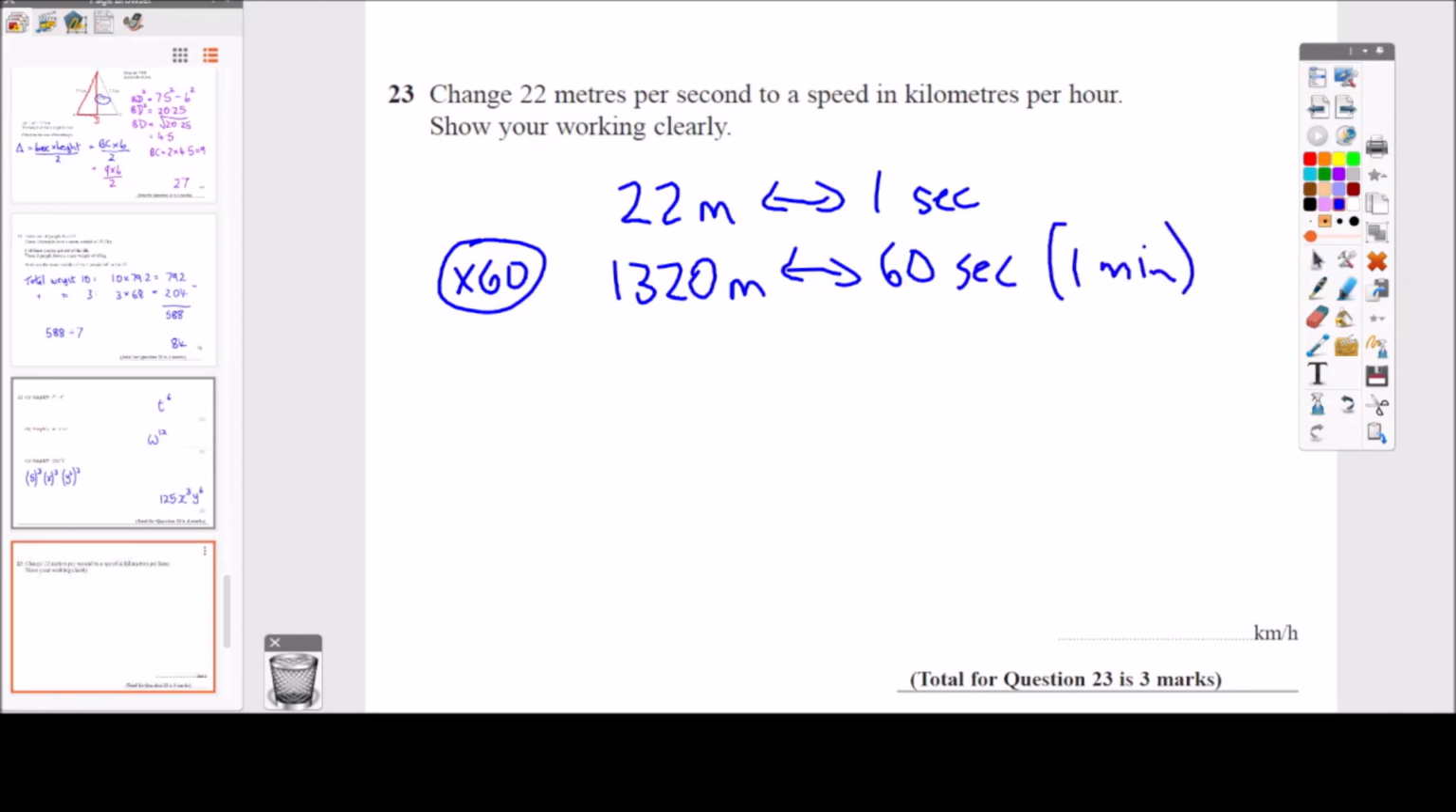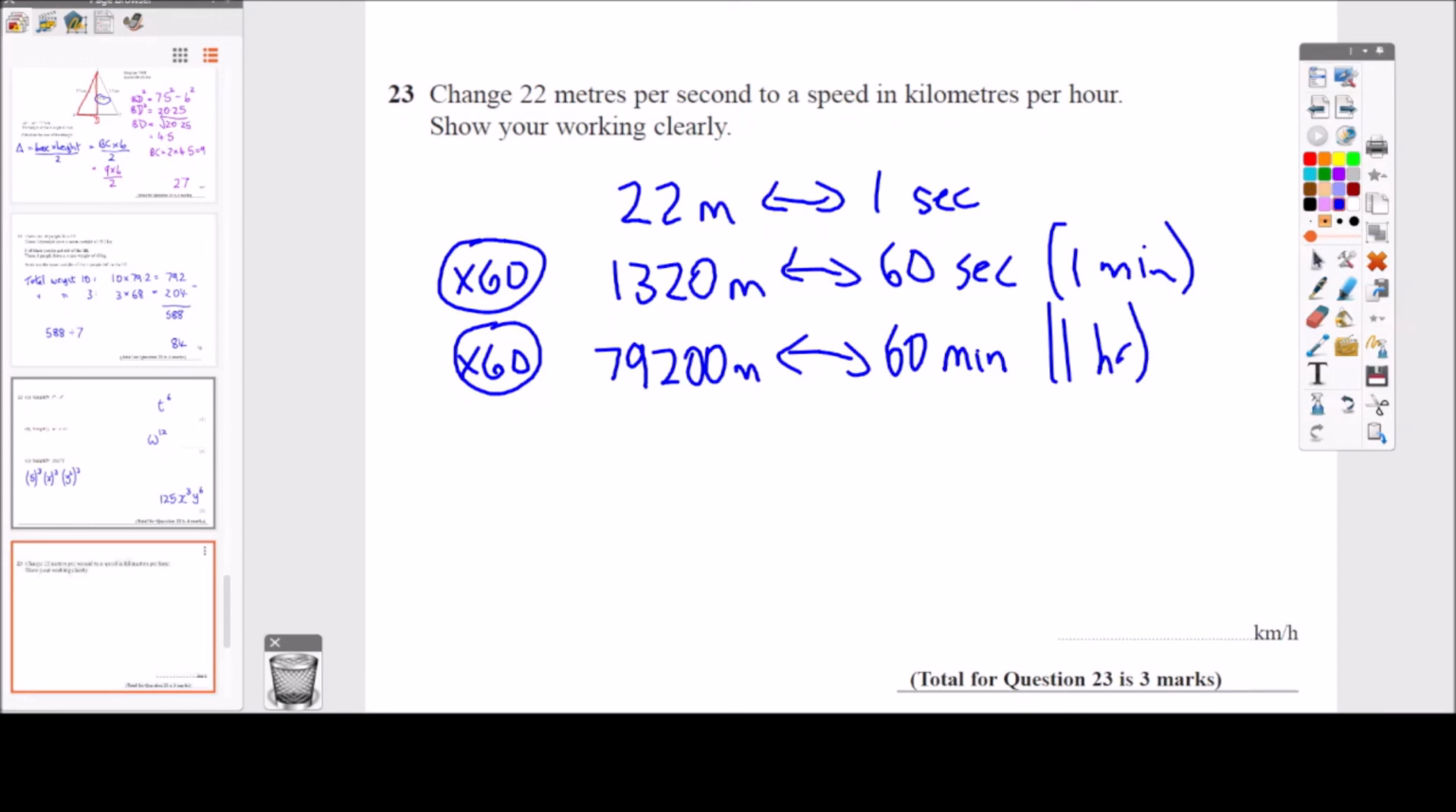Now, how do we go from minutes to hours? How many minutes in an hour? There are 60. So how do we go from 1 minute to 60 minutes? We're going to times by 60 again. So 1320 times 60 is 79200. 79200 meters is what we would do in 60 minutes, which is of course 1 hour.